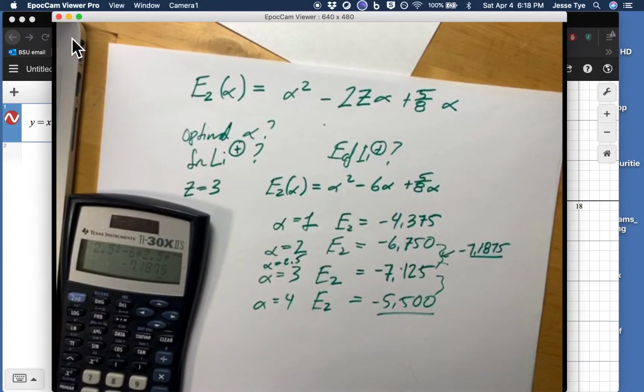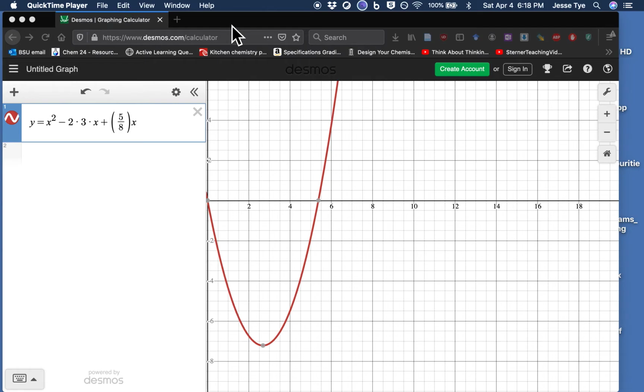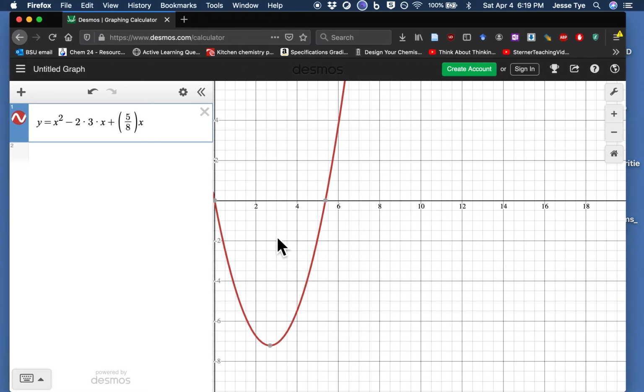Okay, probably the easier way, both to visualize this as well as to talk about it, is to just graph it, and I've done this, and you can do this with a free calculator. This Desmos calculator will do this for you. So y equals x squared minus 2 times 3 times x plus 5/8 x, and you'll see basically what we were doing here. So there's the value at 1, here's the value at 2, here's the value at 3, and yeah, 2.688 was the minimum of this.